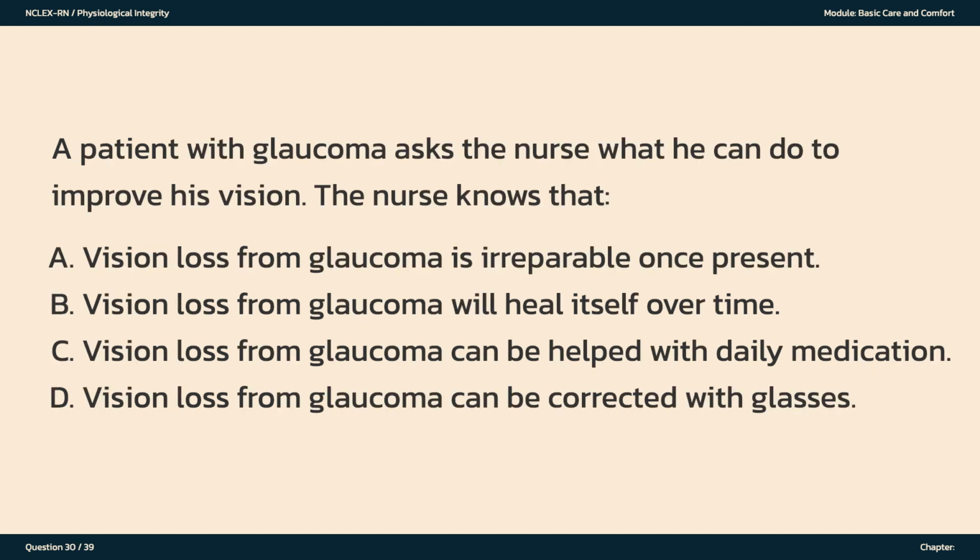A patient with glaucoma asks the nurse what he can do to improve his vision. The nurse knows that: A. Vision loss from glaucoma is irreparable once present. B. Vision loss from glaucoma will heal itself over time. C. Vision loss from glaucoma can be helped with daily medication. D. Vision loss from glaucoma can be corrected with glasses.